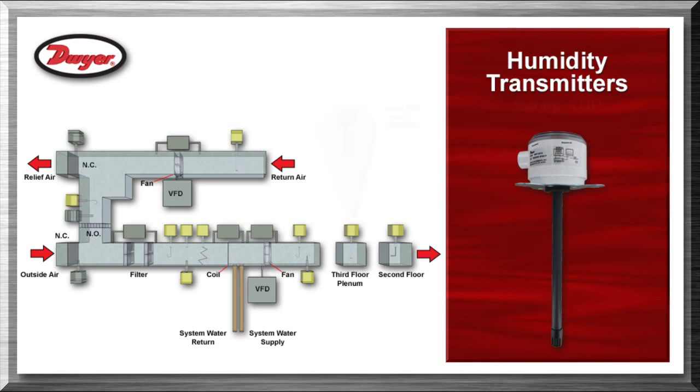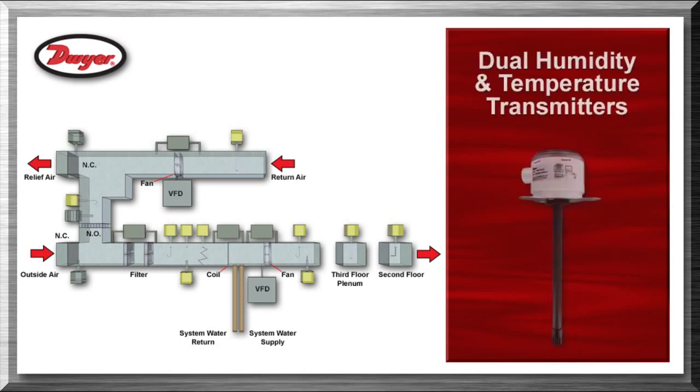Humidity transmitters, series RHP, are inserted into the duct and used to monitor the discharge humidity in systems with enthalpy wheels or humidifiers. Dual humidity and temperature transmitters, series RHP, are inserted into the duct and used to monitor the exhaust air humidity and temperature for economizer applications.